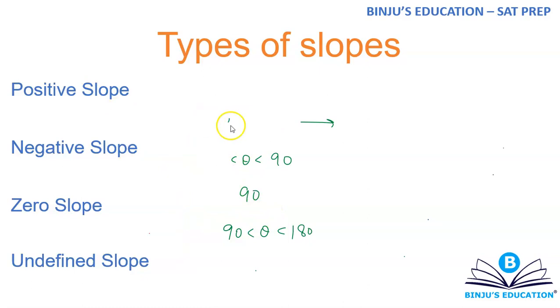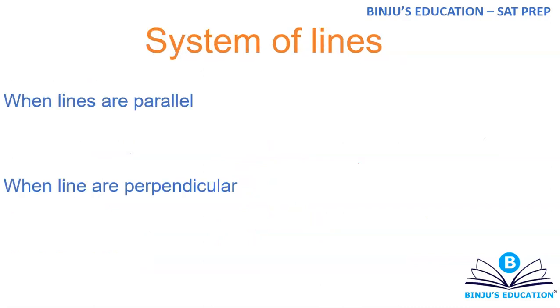Alright. So we're going to discuss one more thing before we end this video. System of lines. So the first one is when the lines are parallel. So let's say you have 2 lines, first one having equation y is equal to m1x plus c1, and second is y is equal to m2x plus c2.